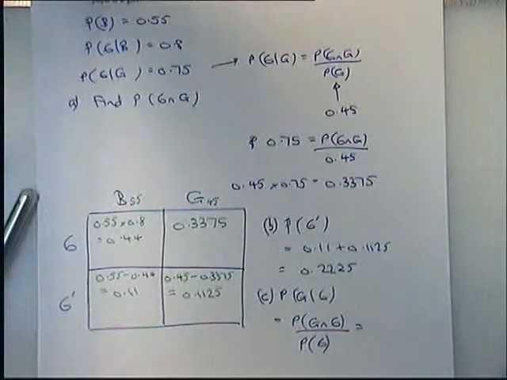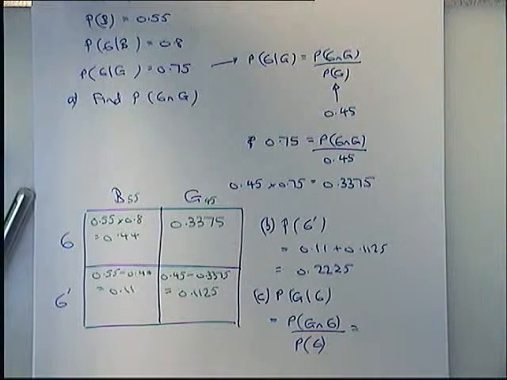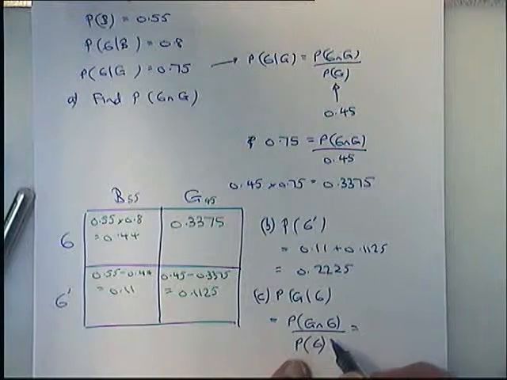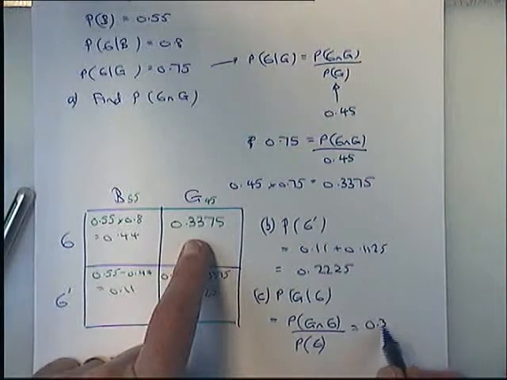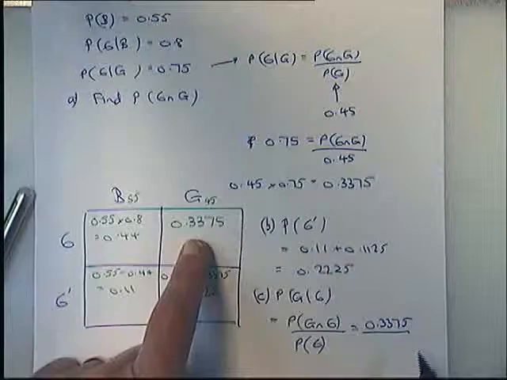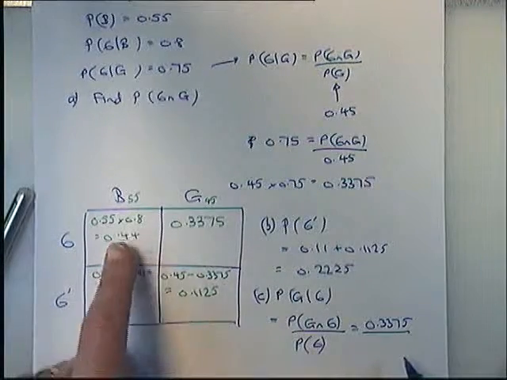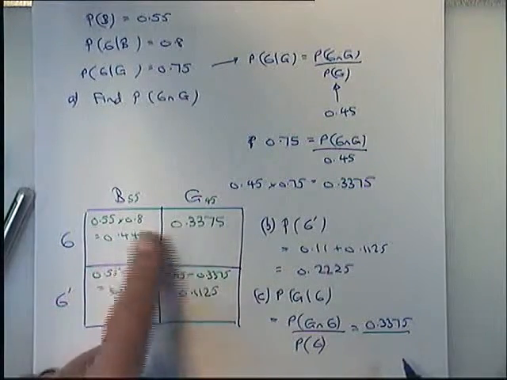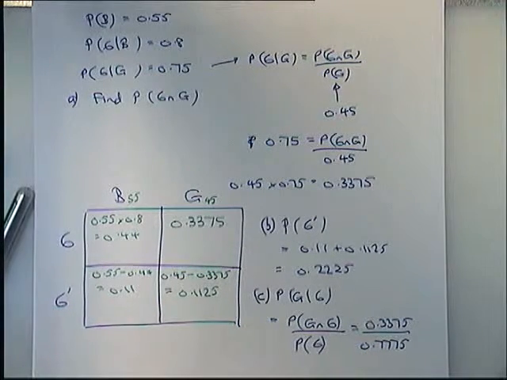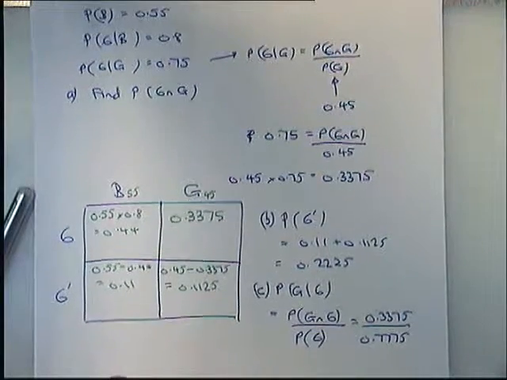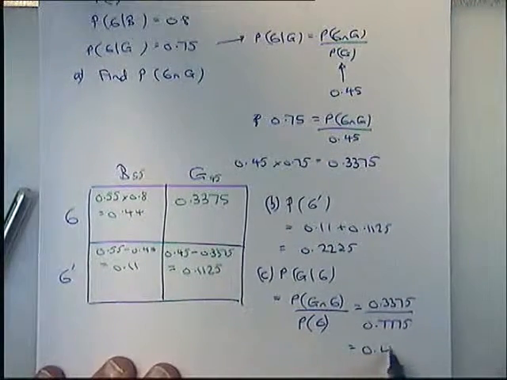So, these numbers now we should be able to lift out of this table over here. G and 6. That's that one there, 0.3375. Probability 6 is these two here added together, which is 0.7775. So you add those two together. And then if you do that divide, I'll tell you the answer is 0.434.